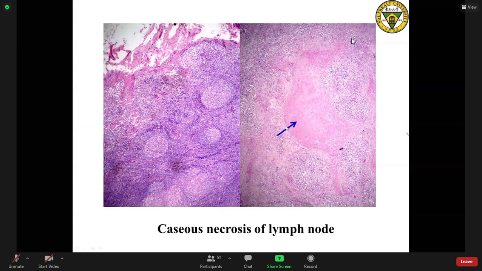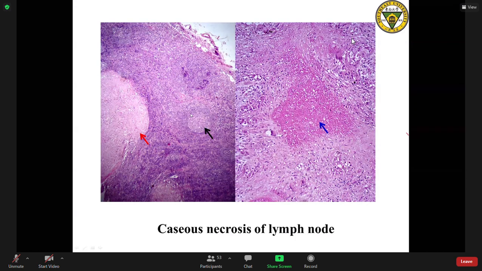Here is necrosis. It's a pink area with no nuclei. It's also necrotic tissue, so no nuclei. It's just the pink, particulate area in the lymph node.